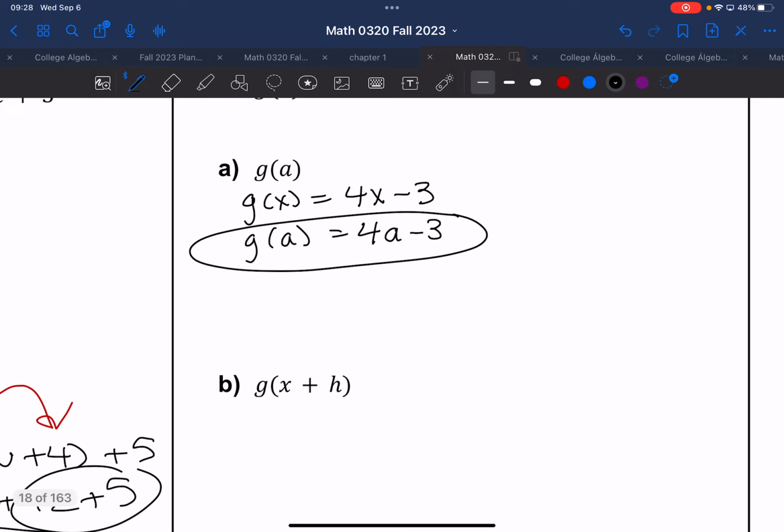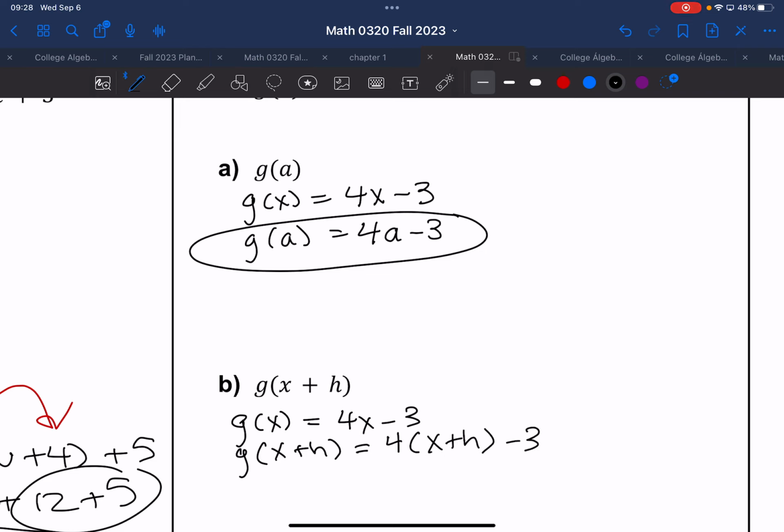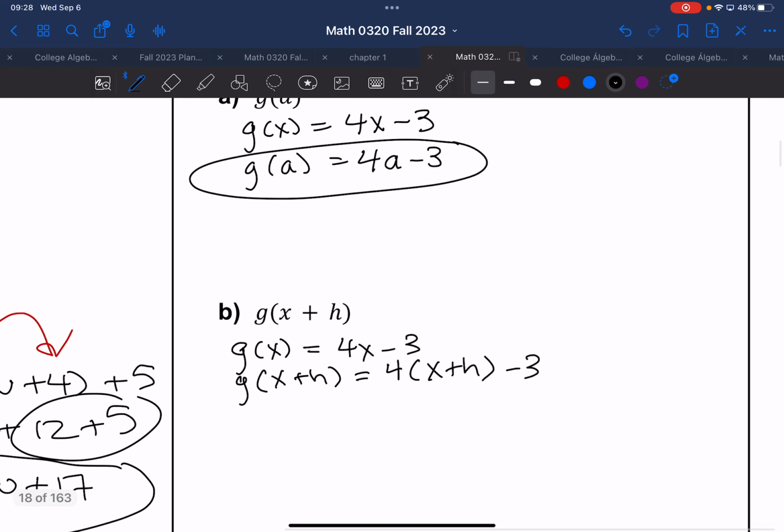For B, are we going to plug in x plus h with parentheses? Parentheses. So we have g of x is equal to 4x minus 3. If we're plugging in x plus h, we would get 4 times (x plus h) minus 3. Can we simplify? Yes, we can.